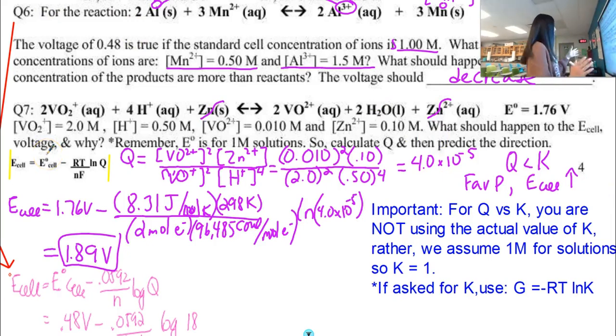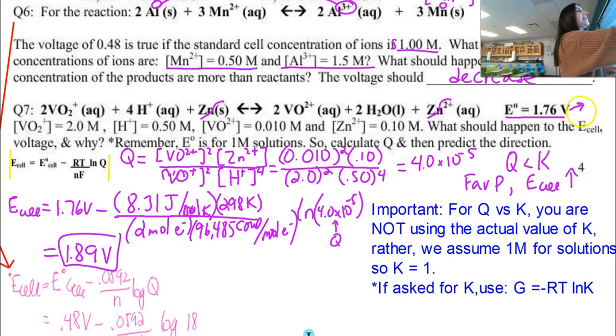Okay, so I've done this calculation, and I plugged in my E cell that they gave me originally as 1.76 volts, and then I worked out the math for this. And then we plugged in the natural log of the 4 times 10 to the negative 5, which is my Q. So this here was my Q value that we found. And after doing all the math, I get 1.89 volts. Look at this. It's not that much different. It definitely went up, but not by that much.